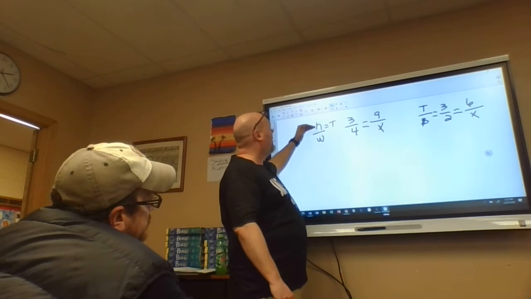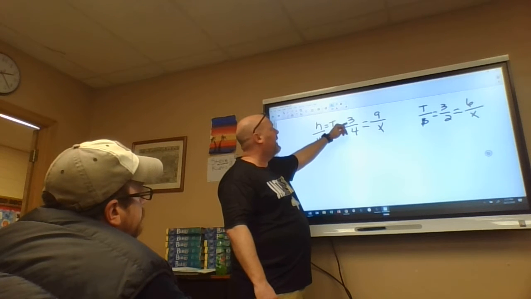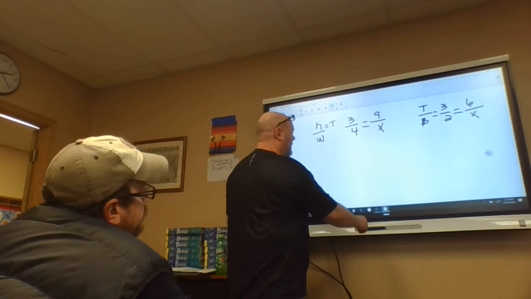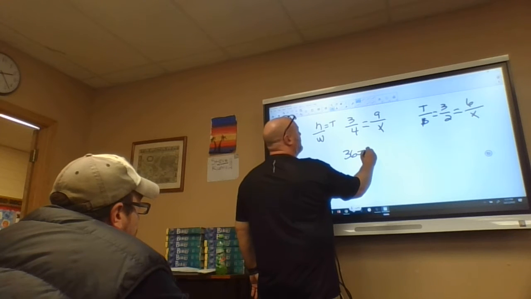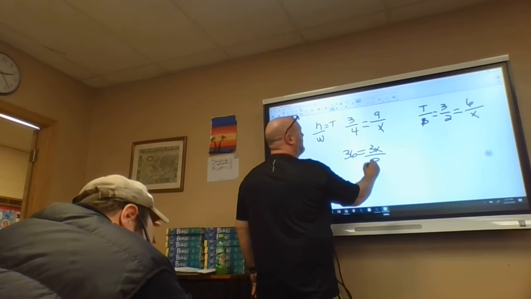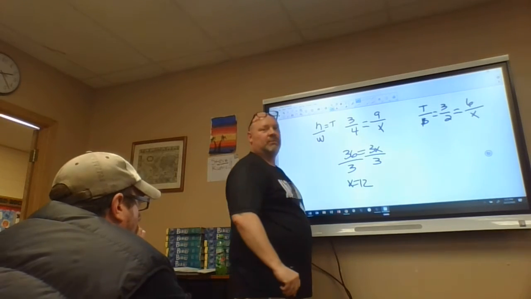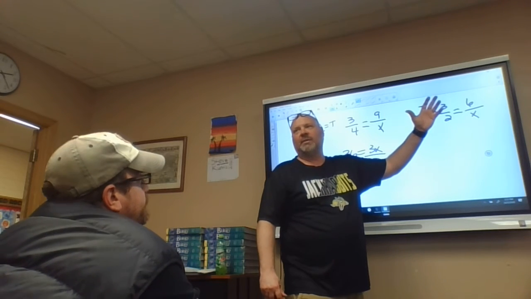You always set it up as height over width. This has to be the same. So if I have 3 as a height over 4, set it up, cross multiply. 4 times 9 is 36 equals 3x. Divide by 3, divide by 3, x equals 12. Okay? Easy, right? Now they may have you convert money.